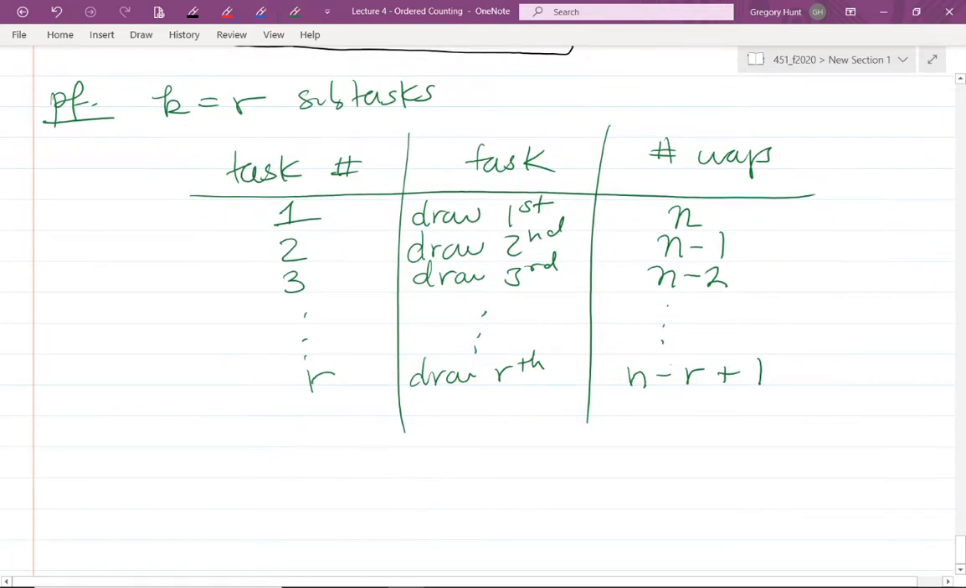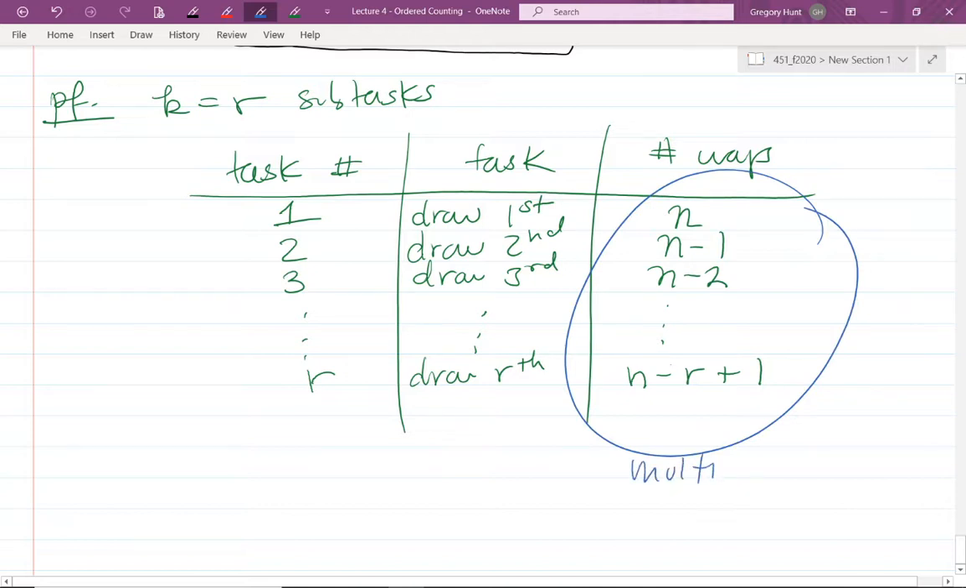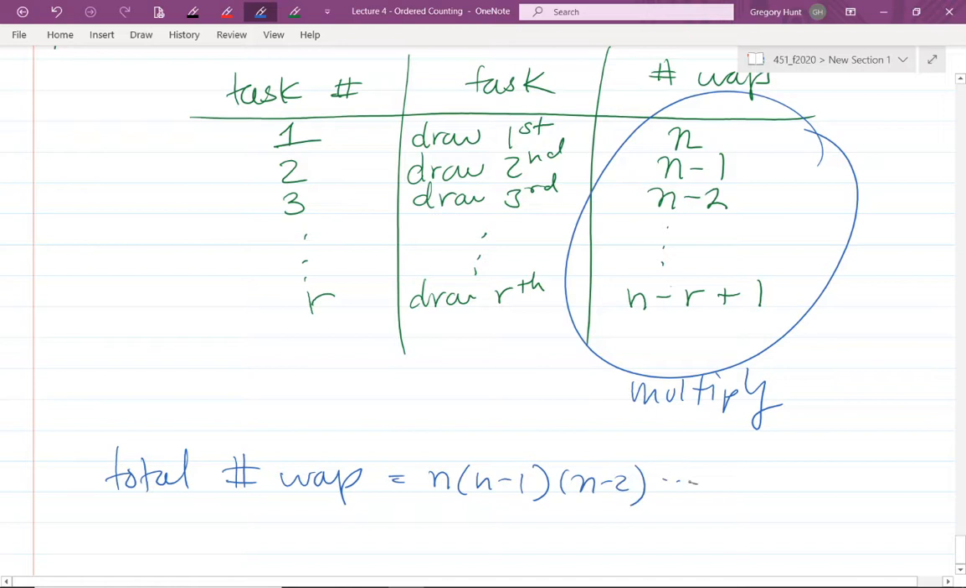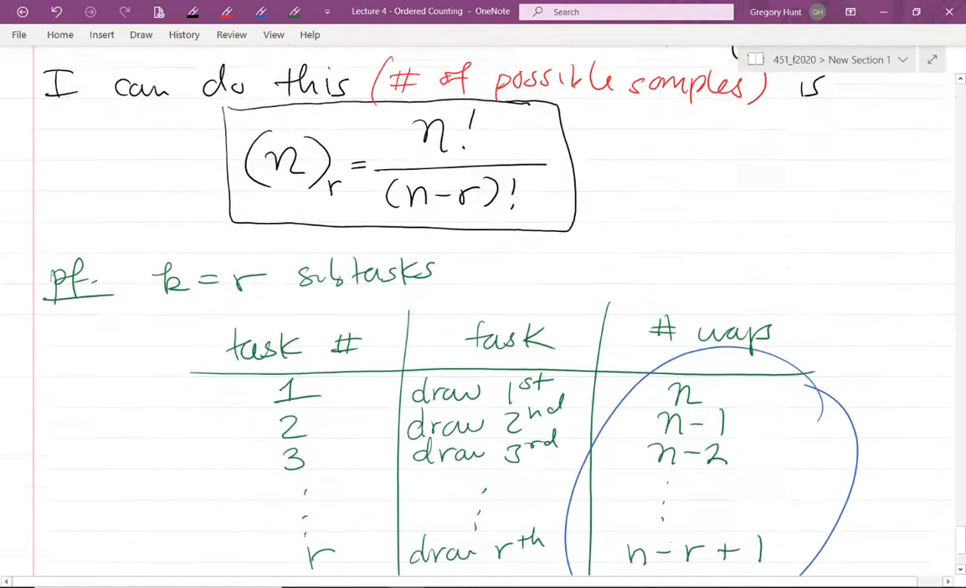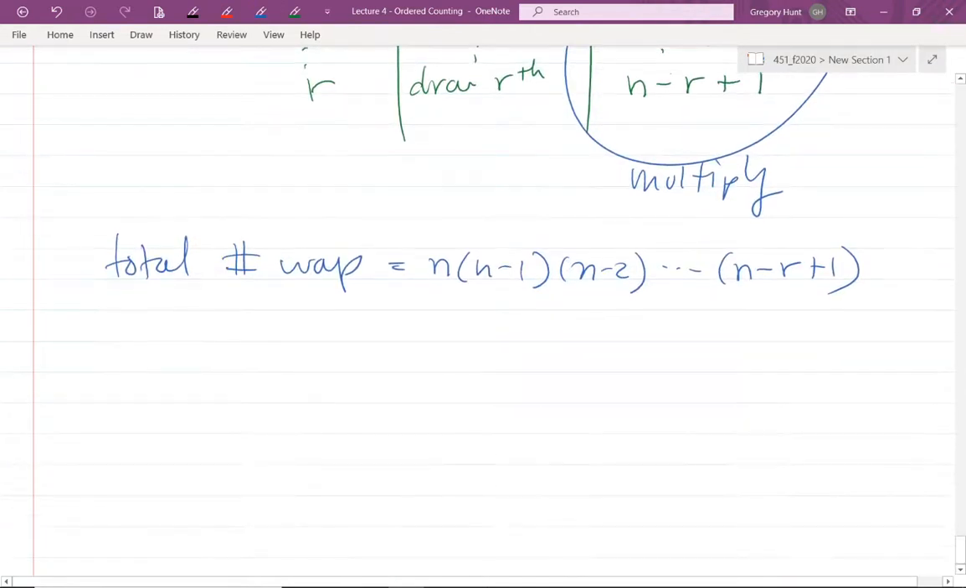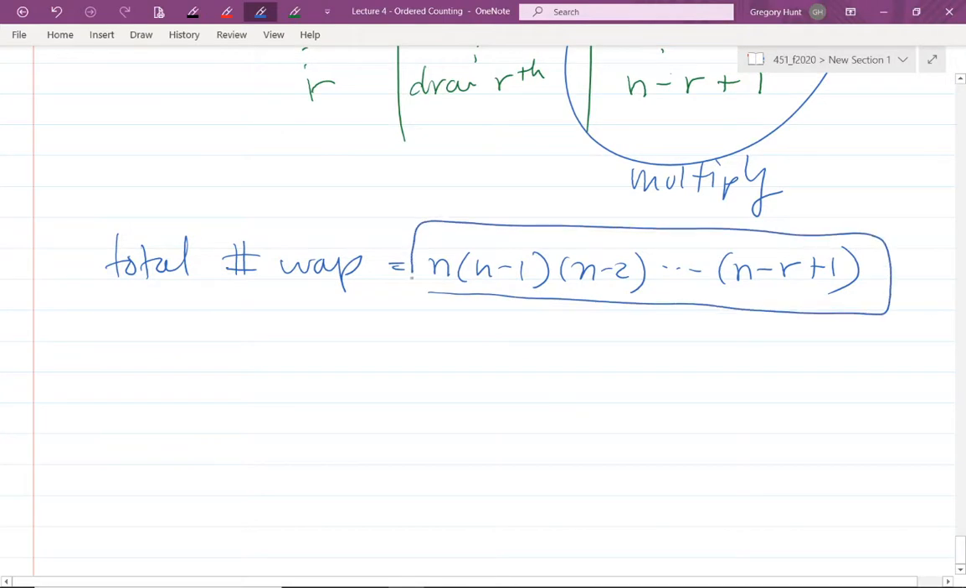Okay. And, of course, I'm going to multiply. Oops, that's supposed to read multiply. So I multiply these, and I get the total number of ways to sample in this way as n times n minus 1 times n minus 2, all the way down to n minus r plus 1. So that's true. That's not what I wrote, though. What I wrote was n factorial over n minus r factorial. So let's make the argument that these are the same.